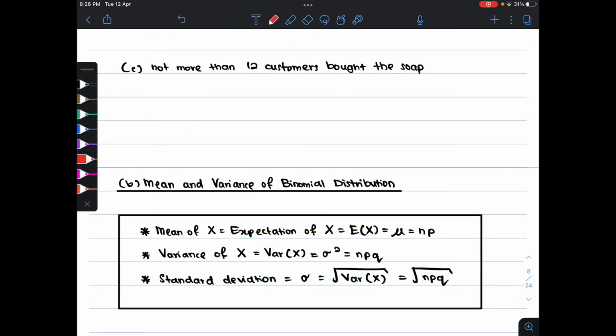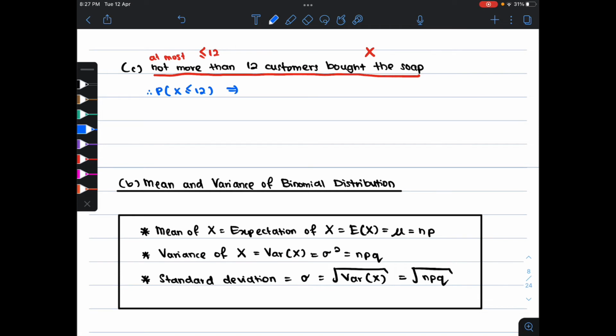For part C, we need to find the probability that not more than 12 customers bought the soap. So we know that bought the soap is event X. And for the words not more, it is the same as at most. So we'll be using this symbol, less or equal to 12. So from here, we're talking about the probability that X is less or equal to 12. So this is using event X.